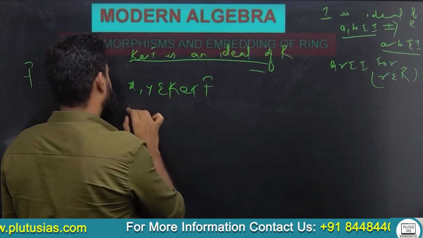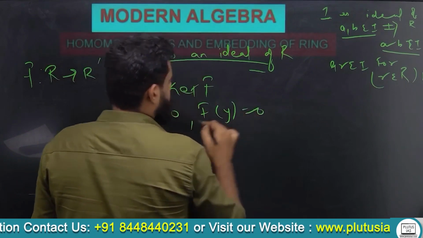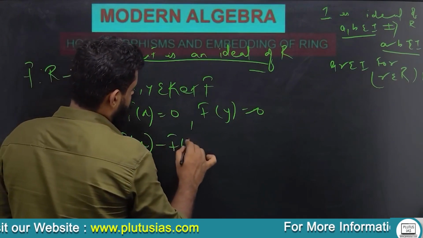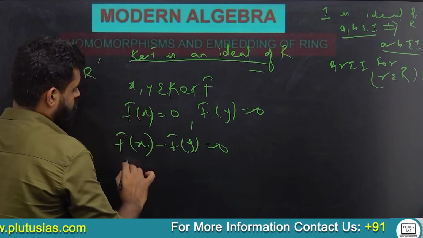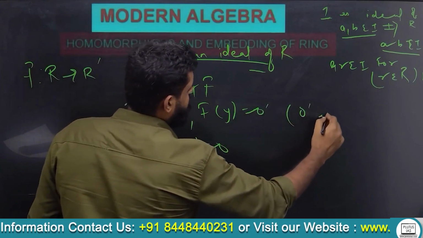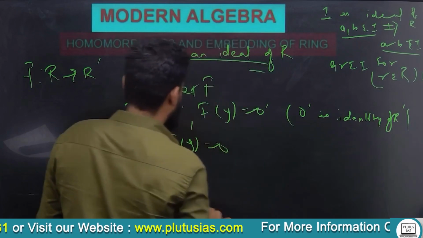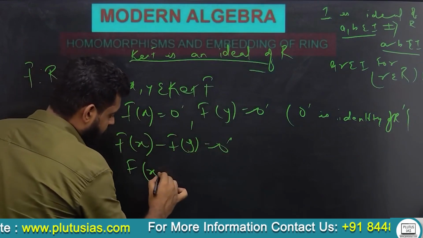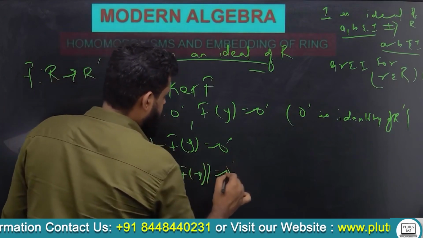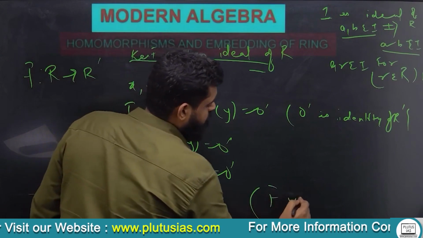Then by the definition of kernel, f(x) would be equal to 0 and f(y) equal to 0. We can also say that f(x) minus f(y) would be equal to 0, since 0 dash is the identity of R dash. Now f(x) plus f(minus y) is equal to 0 dash, or this is equal to f(x minus y) is equal to 0 dash, since f is homomorphic.